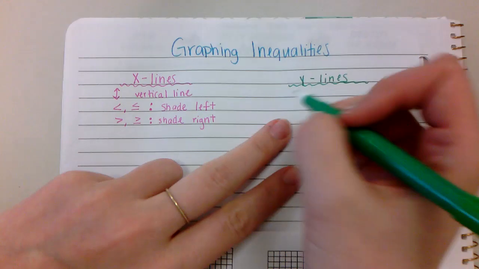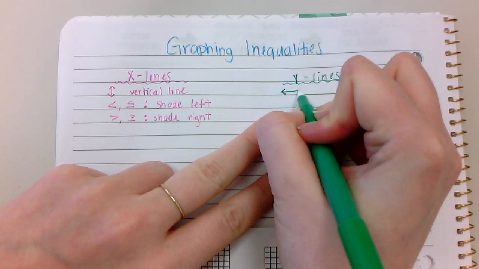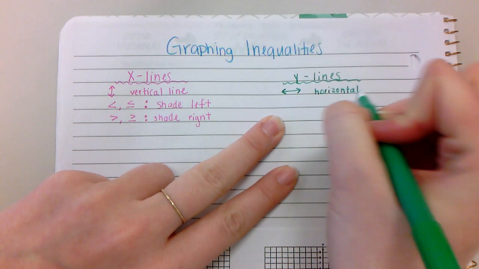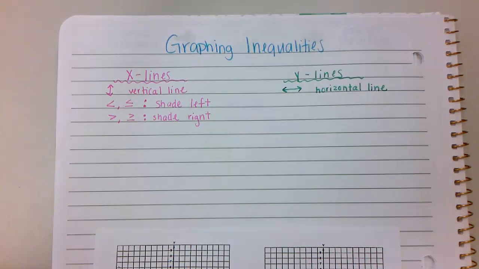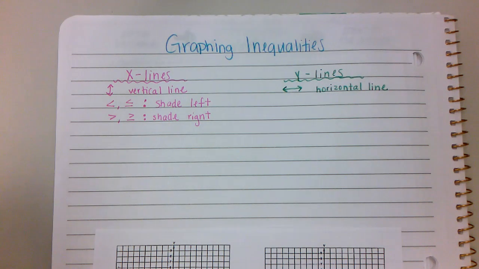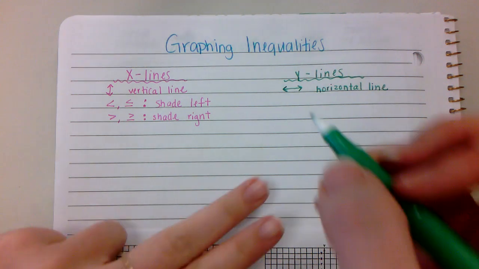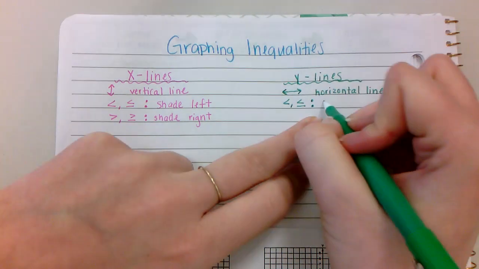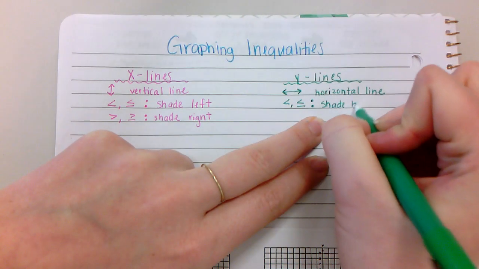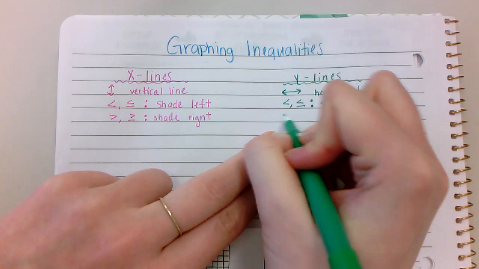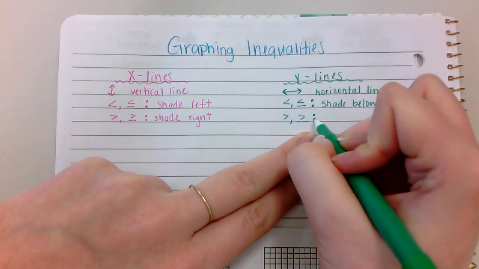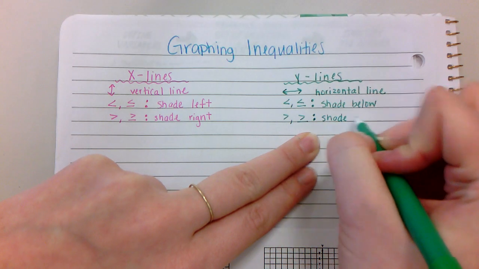If we look at y values, so like I just showed you on the y-axis, any y value is going to be a horizontal line because it's going to cut through the y-axis. Even though the y-axis is up and down, the actual y values go the other way. Same rules. If it's less than or equal to, you're going to shade below because again, y is up and down. If it's greater than or equal to, you shade above.